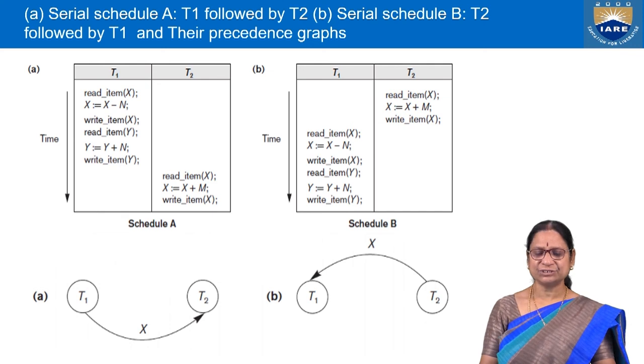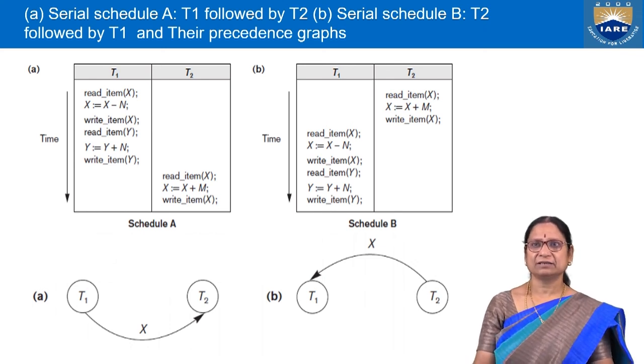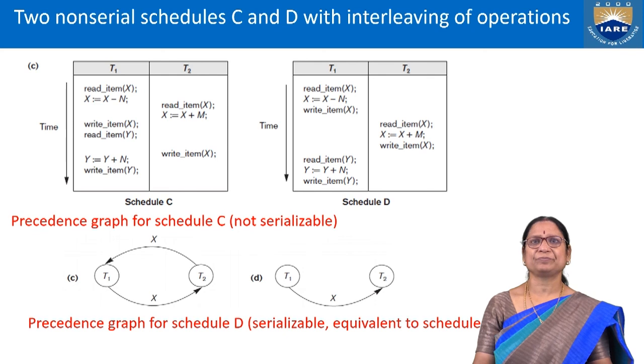Observe the second schedule. Here T2 is writing an item X. After that, reading is done by T1. So from T2 to T1 there is an arc. Whichever is done earlier, from there the arc starts to the transaction which is immediately using it for reading or writing purposes.